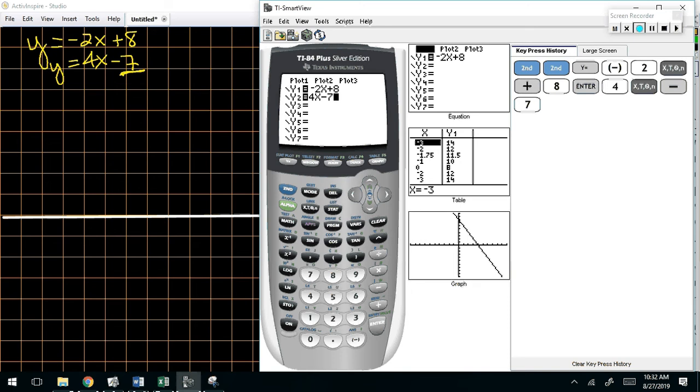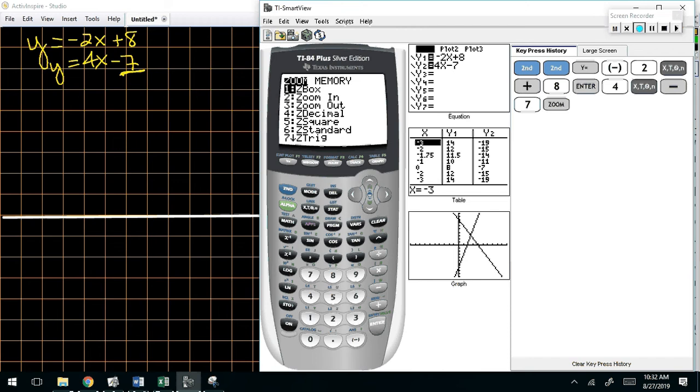Okay. Now, here's the little bit harder part: we have to set a window to see it in. What I generally tell students is we're going to start in a standard window, and for these, a standard window is going to fit it. If you hit the button that says zoom, number 6 is standard. Standard is a 10 by 10 window. And if you don't have a calculator yet, you're more than welcome to grab one off of my desk if you want to follow.